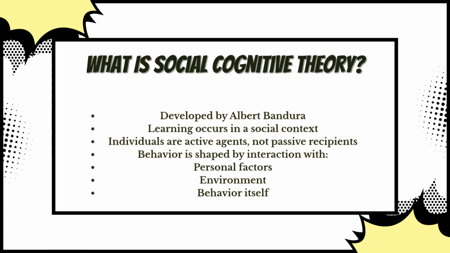So, what is social cognitive theory? Unlike behaviorism, which focuses on observable actions, social cognitive theory emphasizes human agency. Learners aren't passive. They interpret experiences, they make choices, and they influence their outcomes. Learning occurs socially through observation, interaction, and feedback.